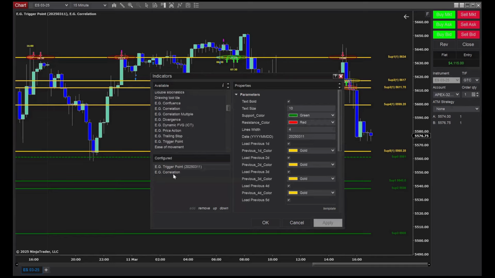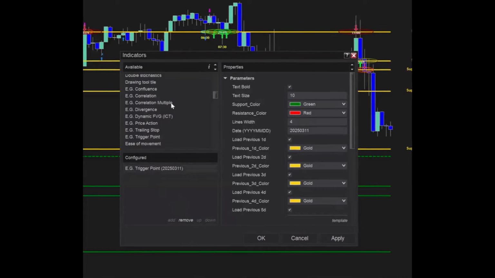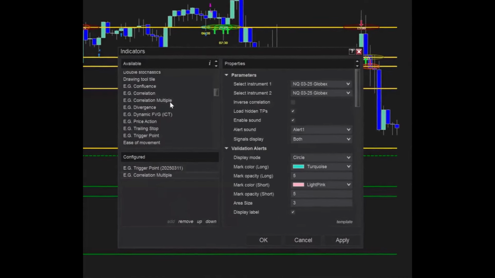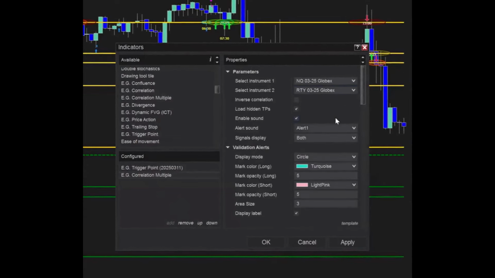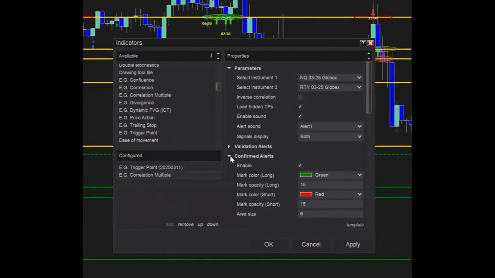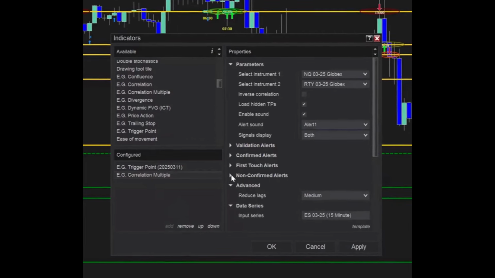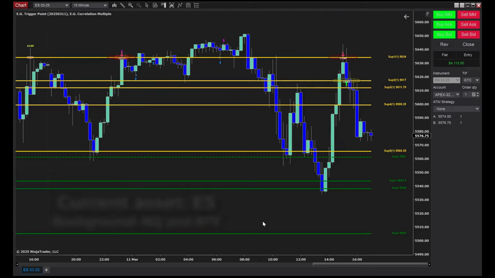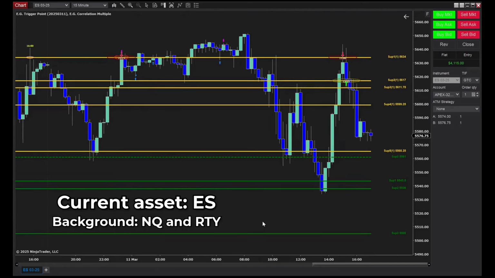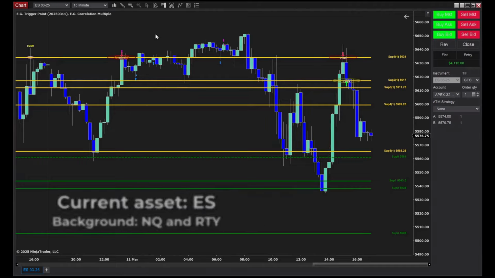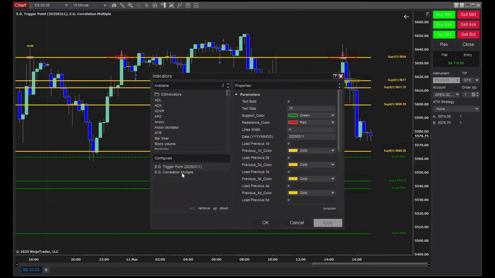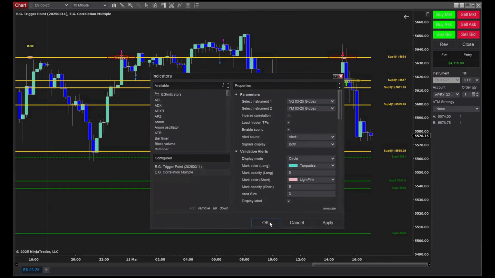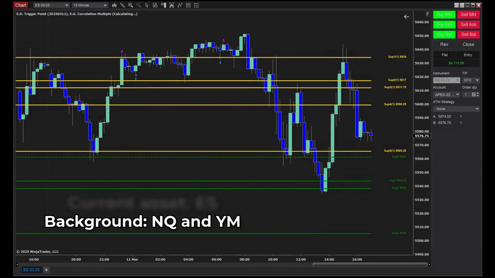So my trick is to add another instrument like RTY. So I extended the EG correlation indicator to EG correlation multiple, which is capable of monitoring two instruments for me. For instance, NQ and RTY. So NQ and RTY are being monitored in the background to produce correlation signals for me on ES. Similarly, we can replace RTY with YM. So NQ and YM can be monitored to produce correlation signals on ES for me.